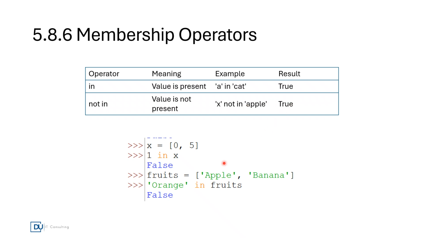Similarly, look at this example. x is a list of 0 and 5. So when we check 1 in x, we get false. Similarly, there is another list called fruits, where we have apple and banana. And when we check whether orange is in fruits, we get false.